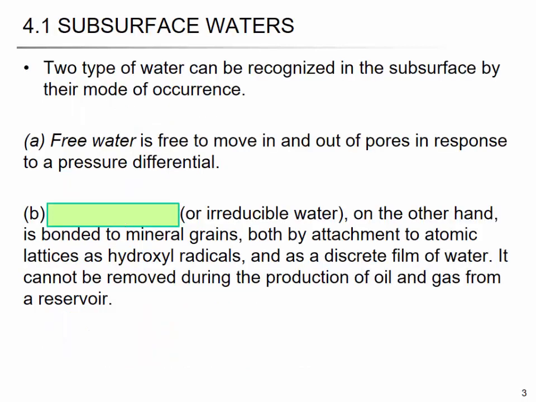Okay, there are two types of water in the subsurface. So I think if you are dealing with the very shallow subsurface environment, like the soil maybe up to 100 meter depth, that applies to the shallow subsurface environment. You can have the free water that can move very freely. So if you have a pressure difference, the water will move from one side to the other side, right?